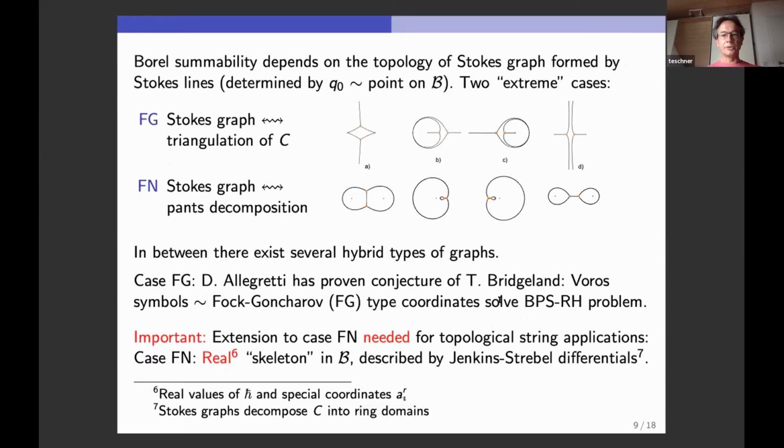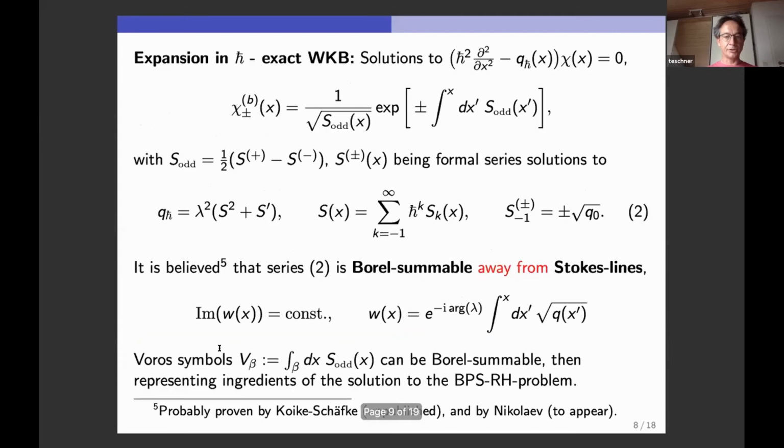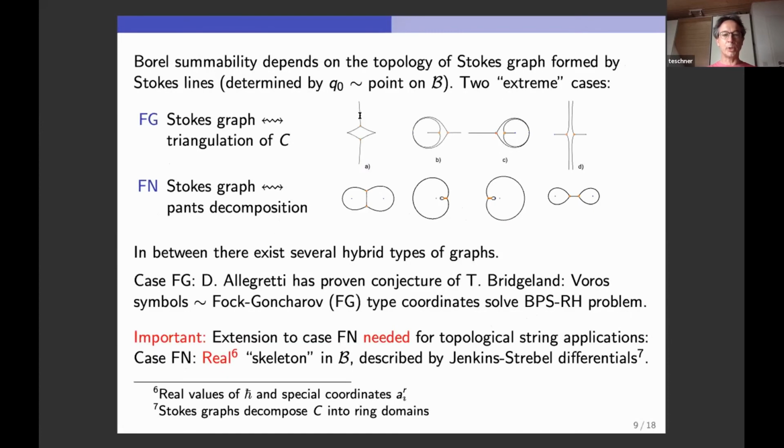Okay. So the Borel summability, by what I just said, depends on the topology of the Stokes graph formed out of the Stokes lines, where you basically plot these Stokes lines, the solutions of these conditions, which start at branch points of this covering defined by the quadratic differential Q. Two extreme cases are of interest. You can, on the one hand, have the case, which is the most generic case, where the Stokes graph defines a triangulation of C.